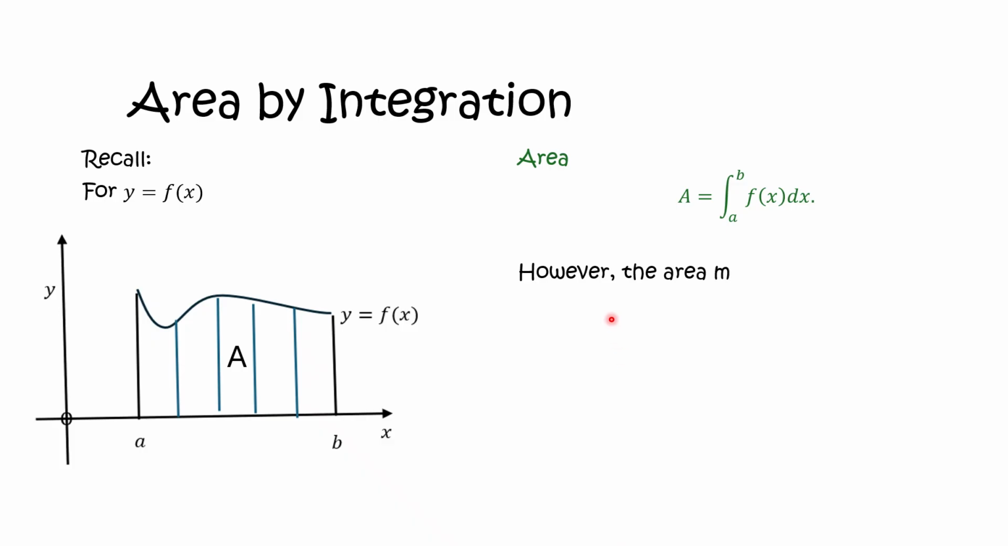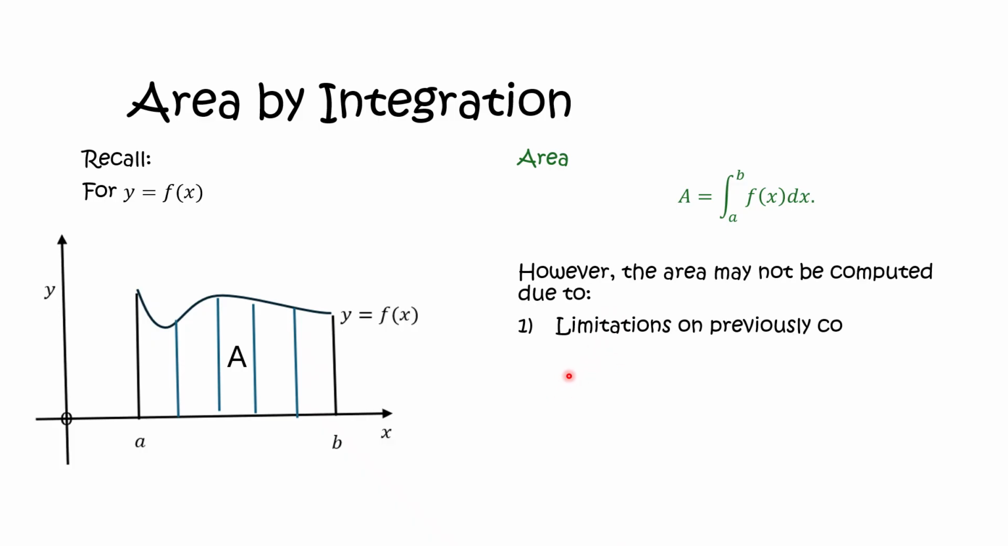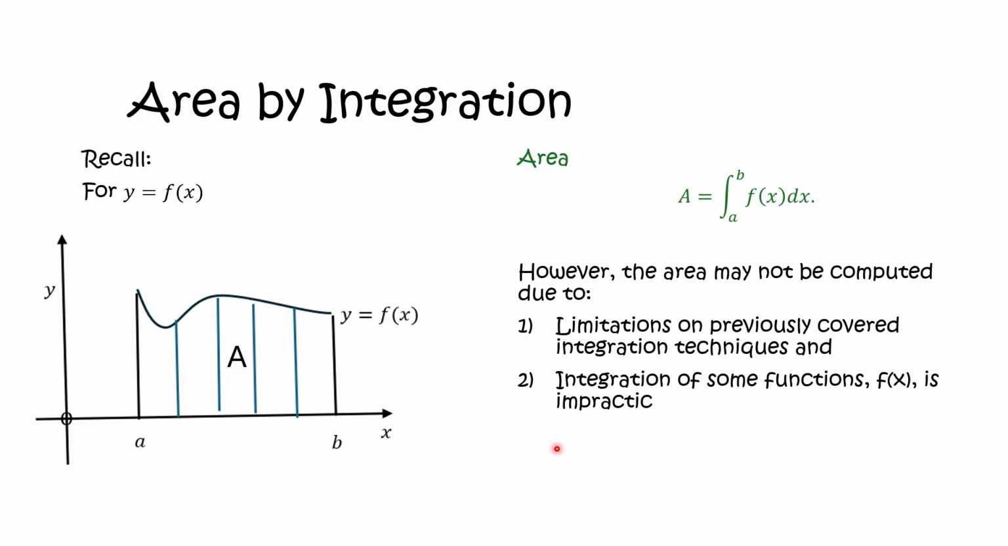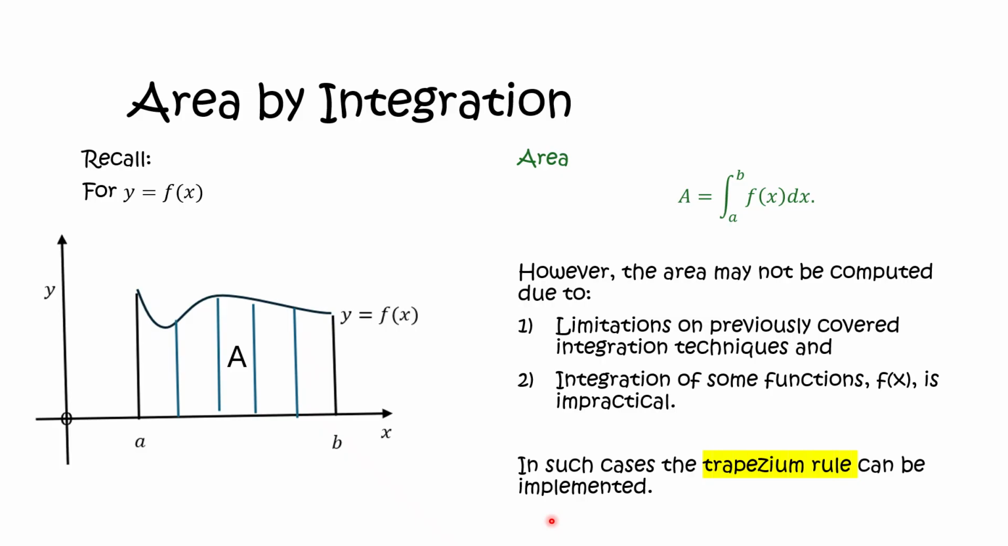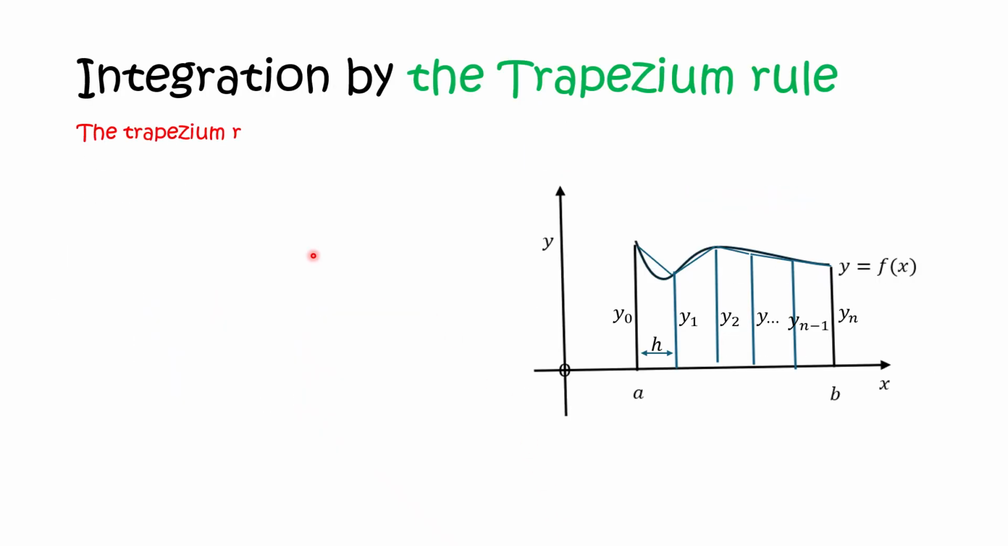However, the area may not be computed due to 1. The limitations on previously covered integration techniques, and 2. The integration of some functions f of x may be impractical. In such cases, the trapezium rule can be implemented. Right, let's take a look at what the trapezium rule is all about. The trapezium rule is a numerical technique, meaning that it approximates the area.